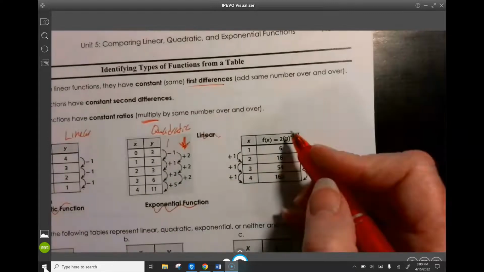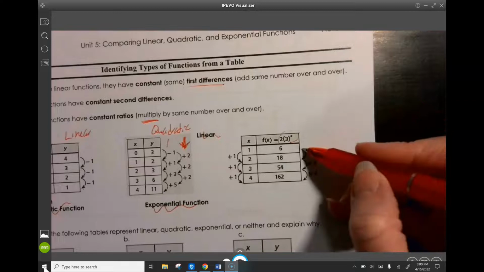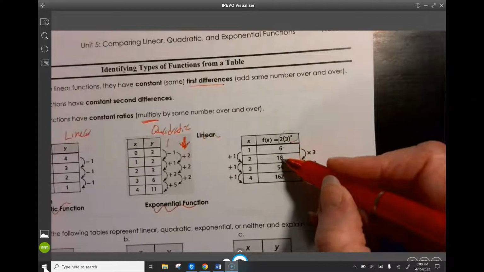And then this one's an exponential. Now they kind of give it away because they tell you it's an exponential. But what we want you to see is, what do I do to 6 to get to 18? I could add 12, but do I add 12 here?